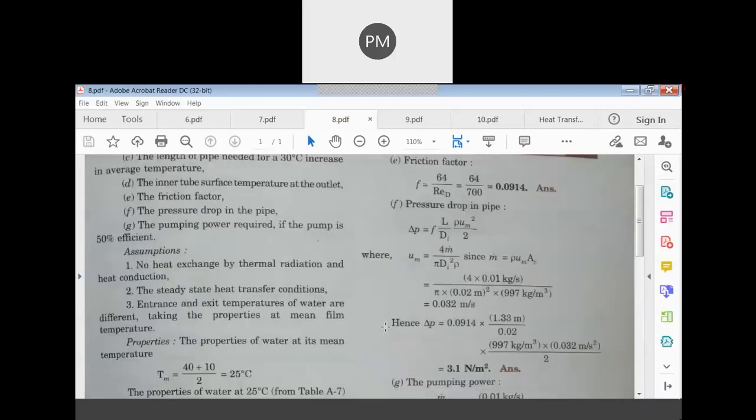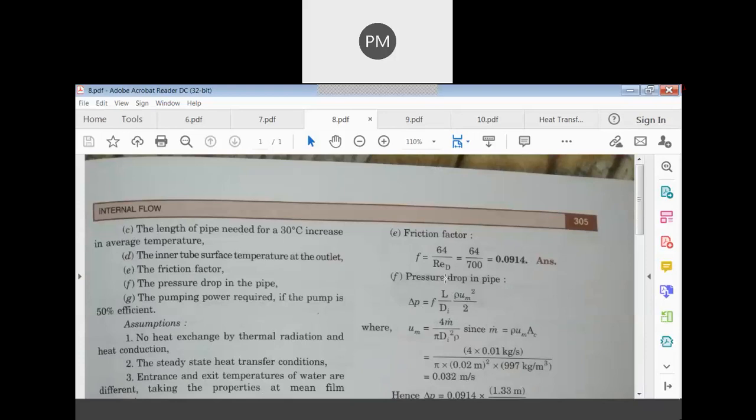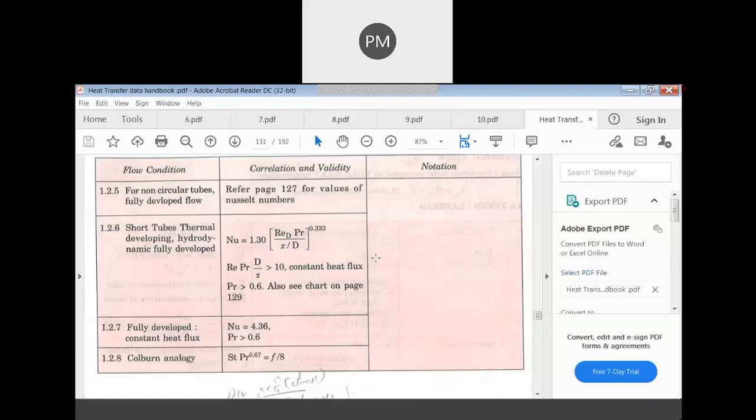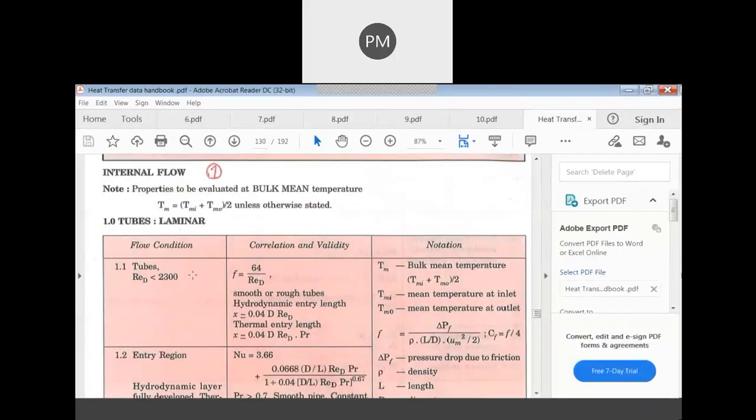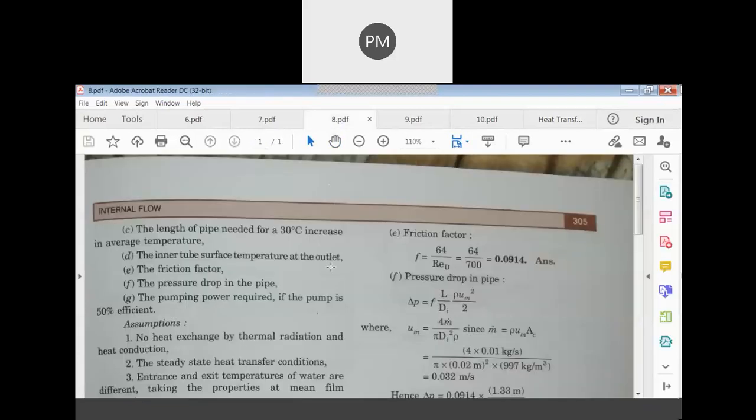Once you got this, next we have to calculate the friction factor. Again, it is there in the data handbook. If you go to laminar flow, tubes, laminar friction factor, it is 64 by Reynolds number. The same thing they have written here: 64 by Reynolds number.